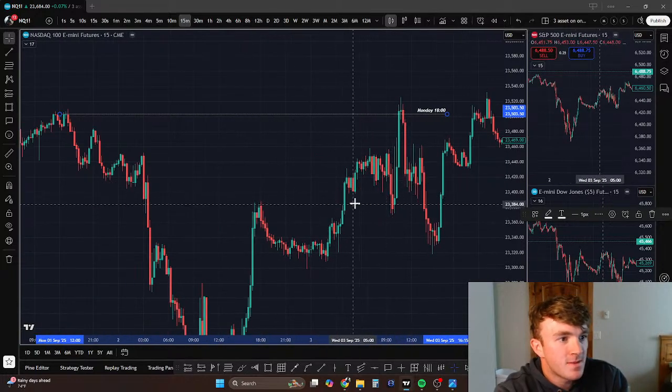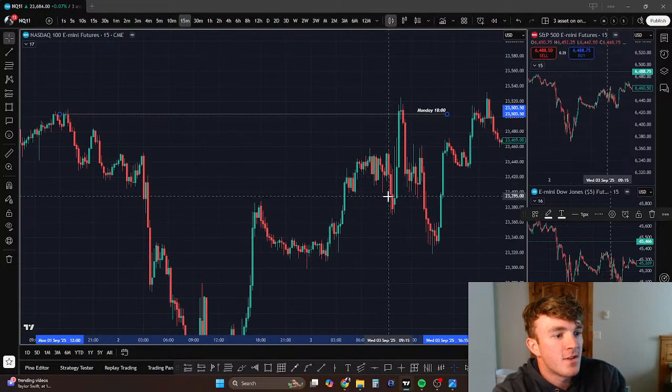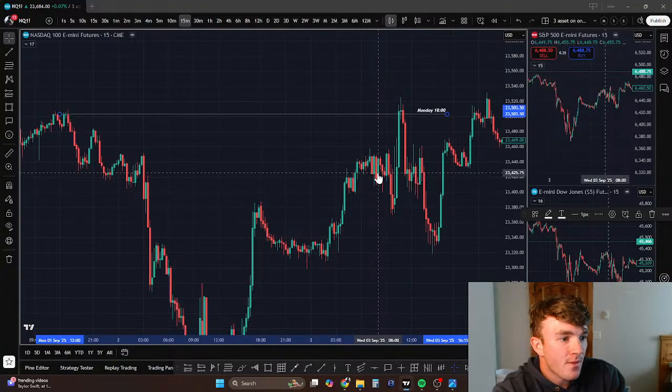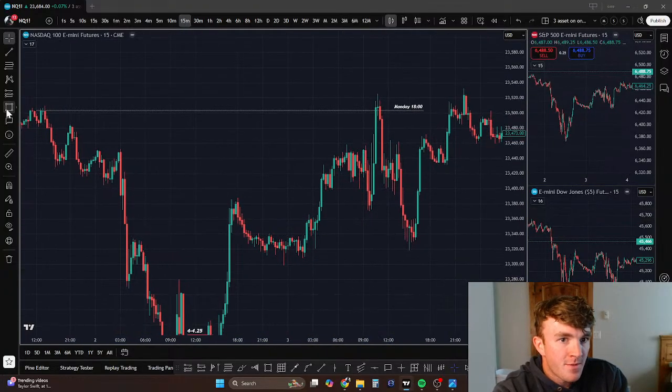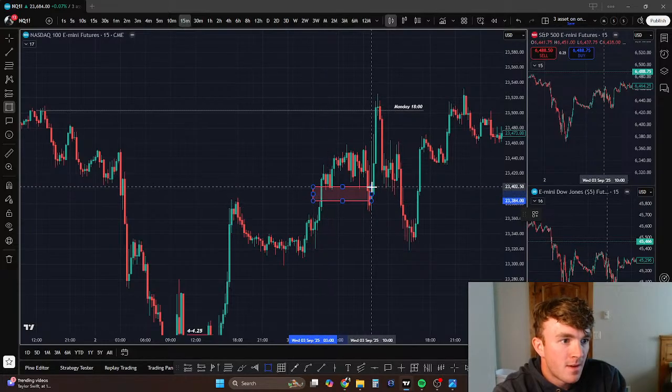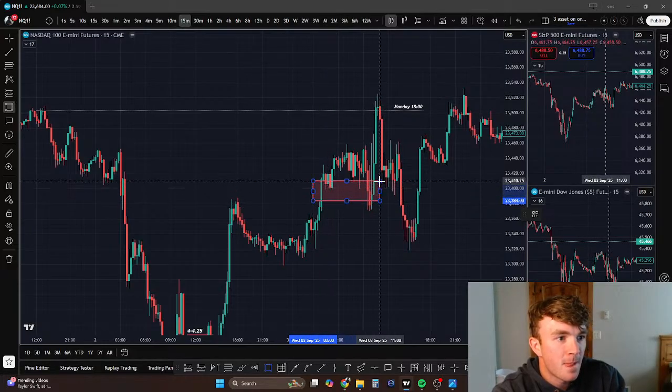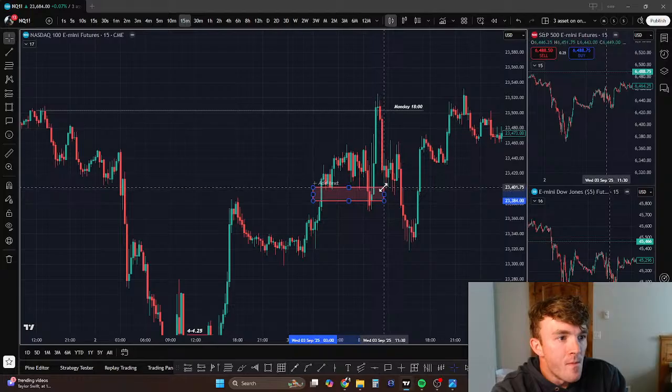It's kind of random, but I like Wednesday a lot because it's very obvious. We have a 15-minute key level, a 15-minute fair value gap. I'm going to mark it out like this.